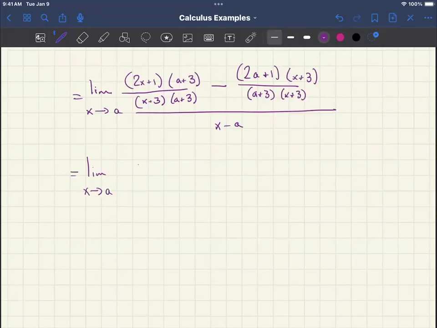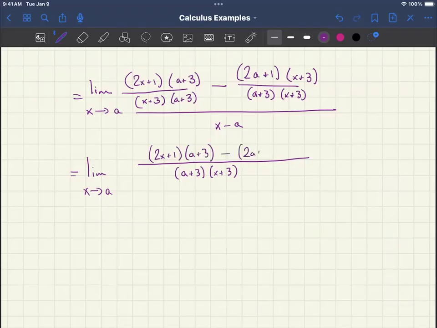All right, now we can smush them together. A plus 3, x plus 3. I'm just going to leave it like that for now. And then on the top, we have a 2x plus 1, a plus 3, minus 2a plus 1, x plus 3, all over an x minus a. All right, so this still looks a little bit ugly, doesn't it?